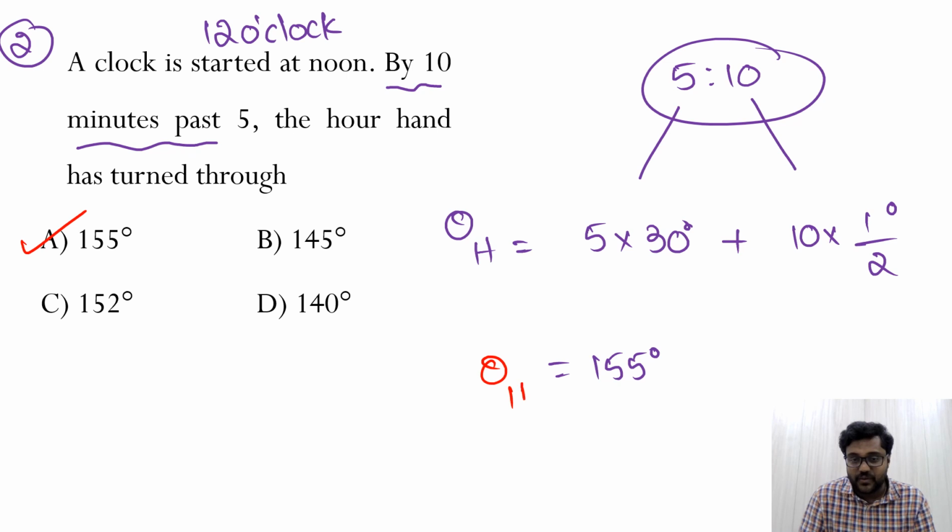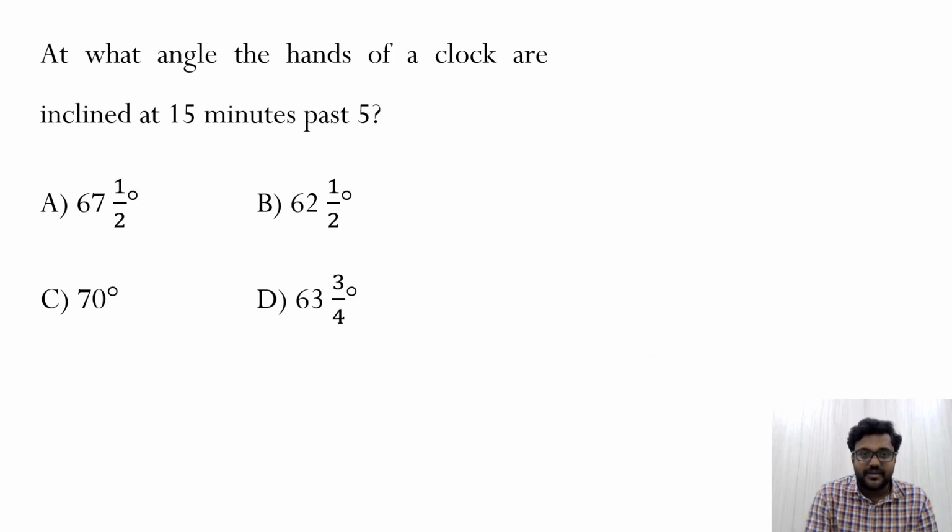This is only the hour hand angle. Okay, in hour hand angle, 2 points are there. Each hour 30 degrees, each minute half a degree. Clear? Right. Now this is the question.